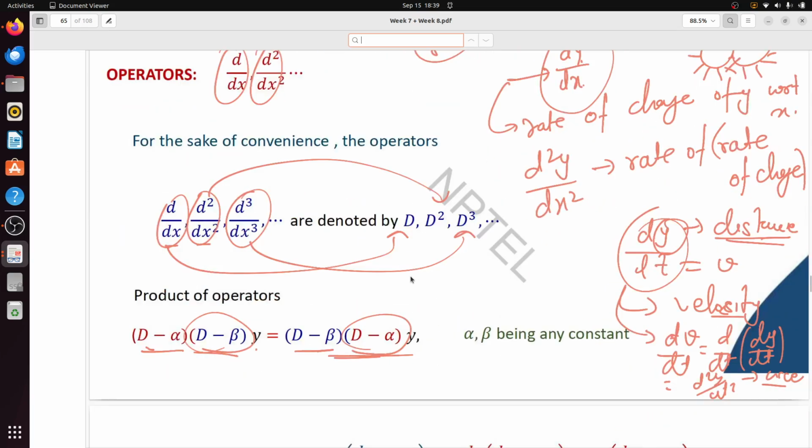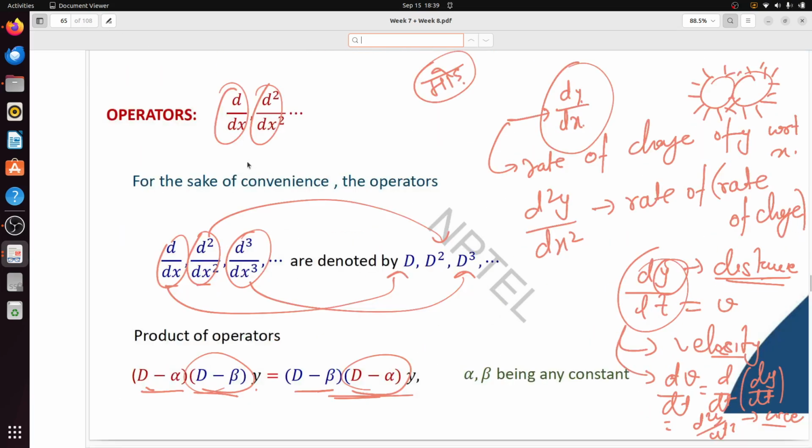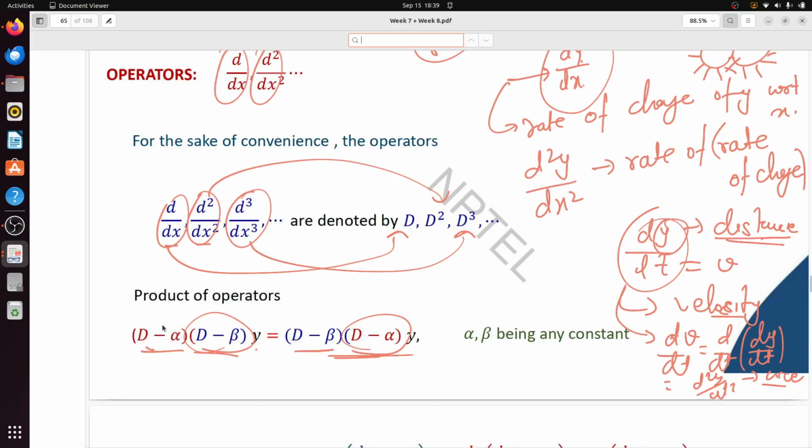Now these you can write in terms of operator notation. For the sake of convenience, d/dx is written as D, d²/dx² is written as D square, d³/dx³ is written as D cube, and so on. Now these operators you can also write in product notation.